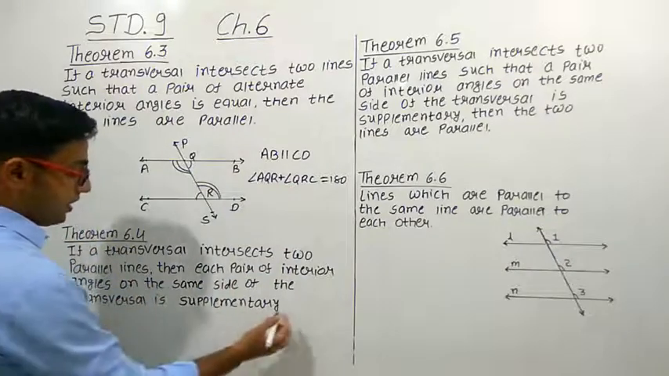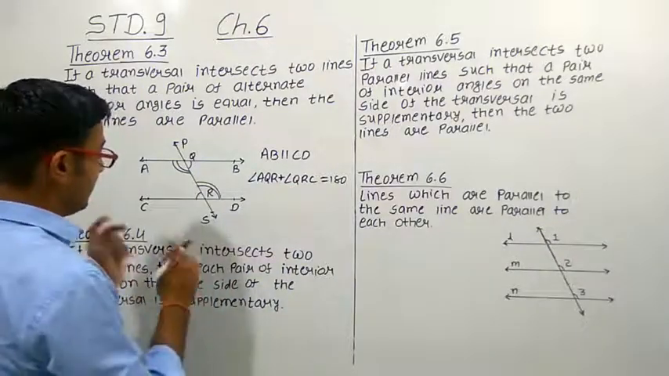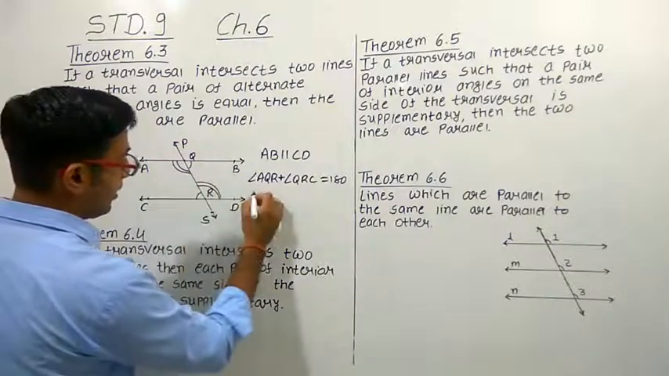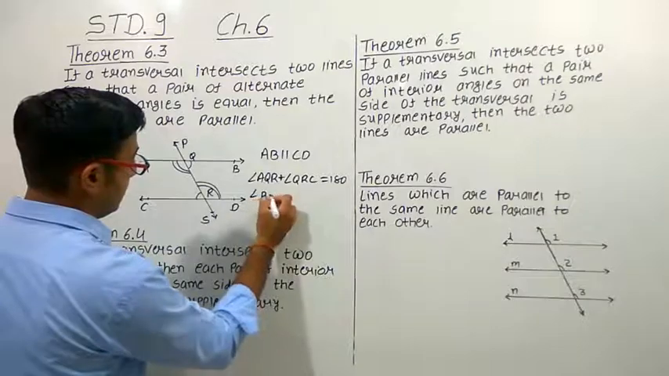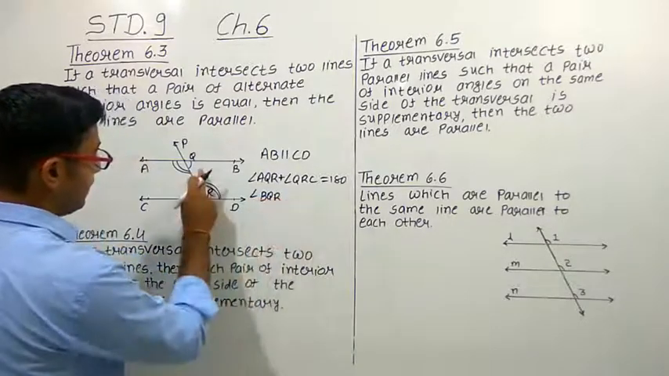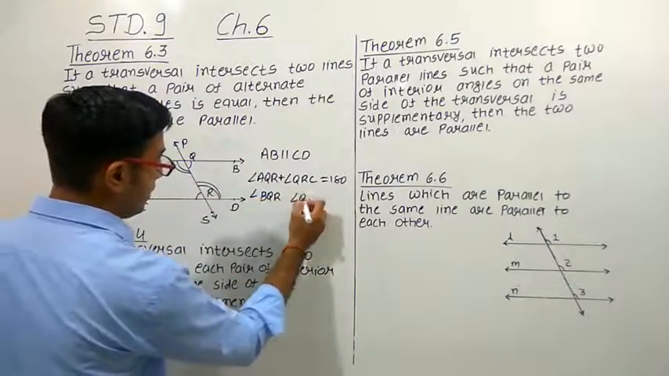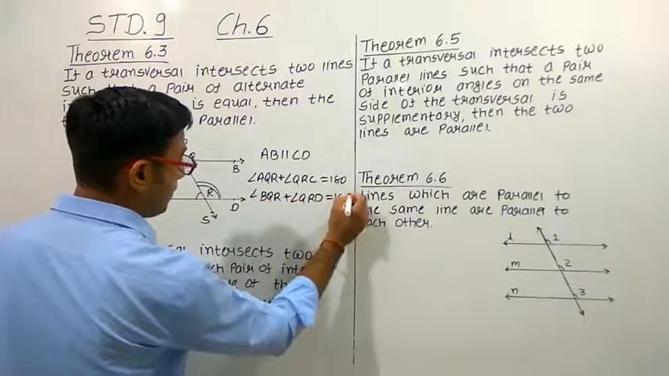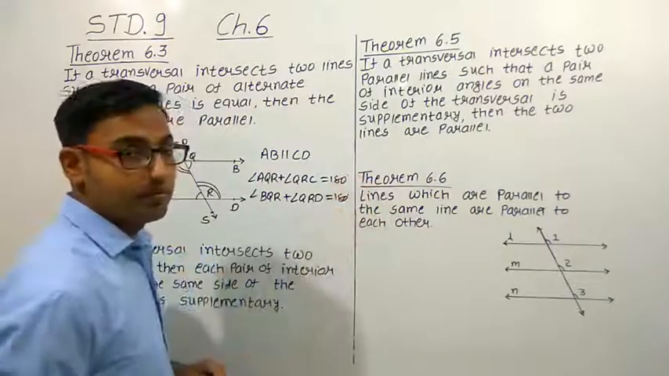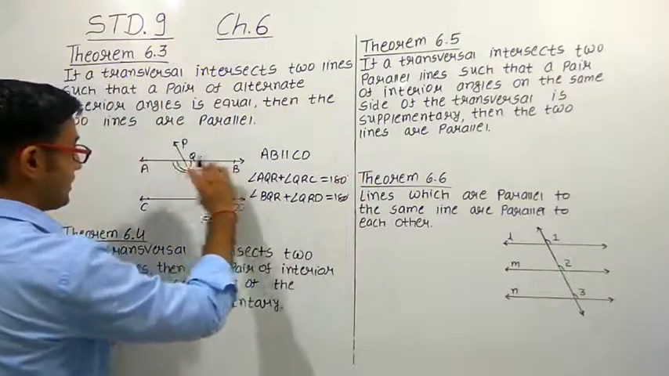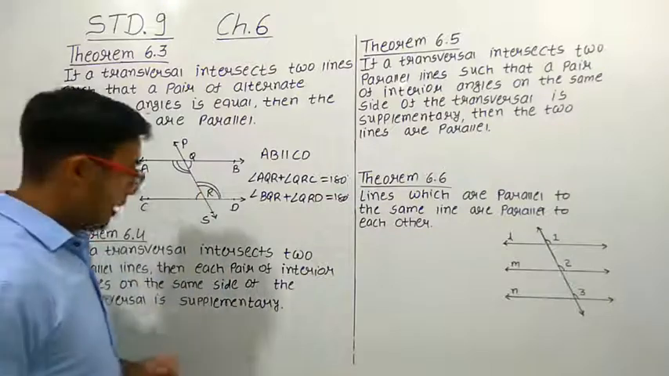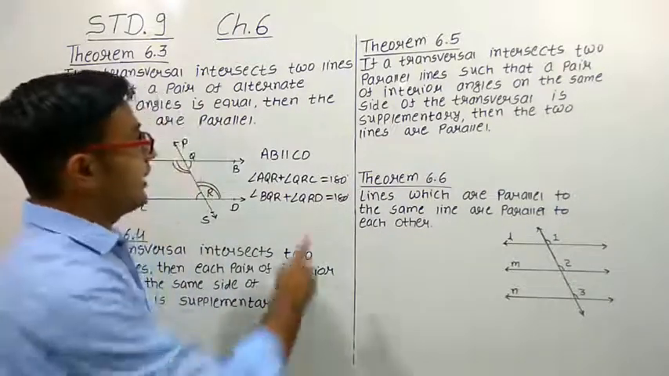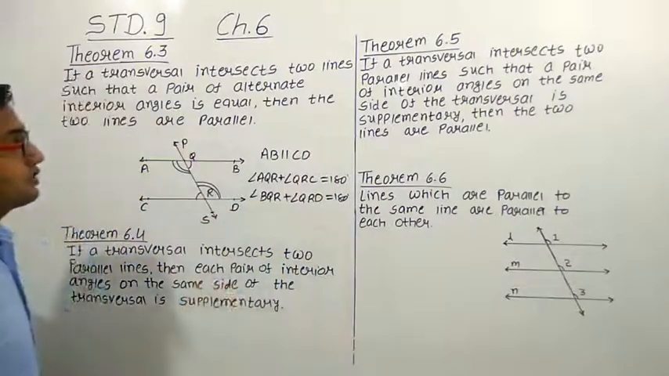In the same way, if we consider the right hand side angles, we have angle BQR and angle QRD. Here also, if we add both these angles, we get 180 degrees, because these angles make a pair of supplementary angles. Understand? Okay. Now let us understand theorem number 6.5.